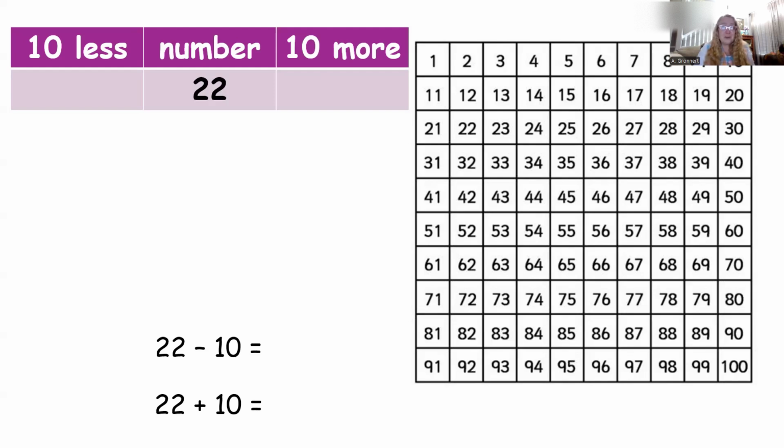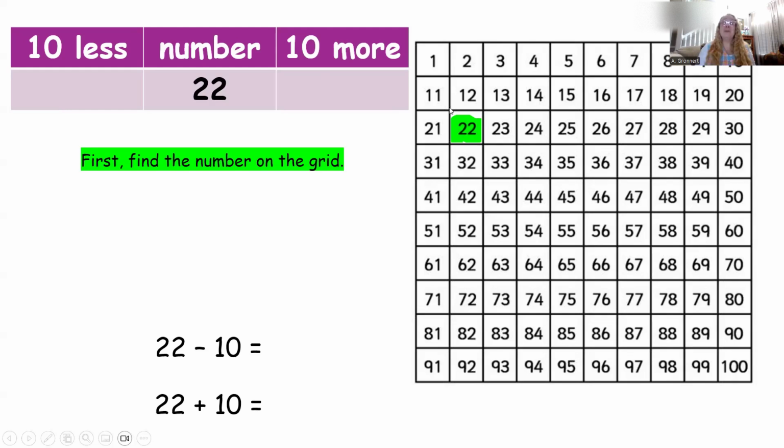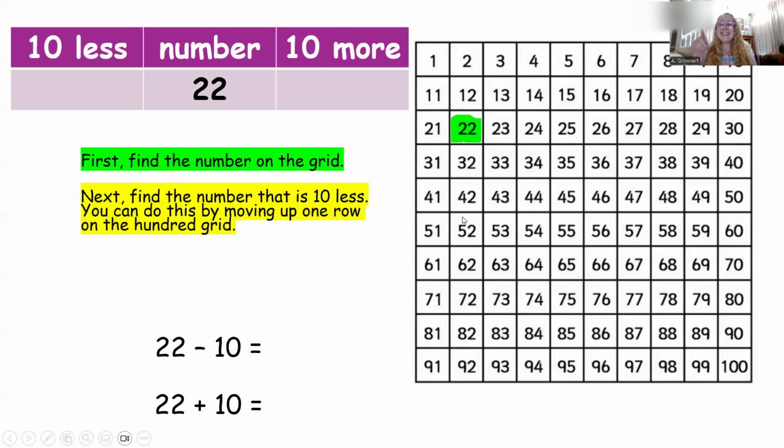Do you remember what to do? That's right, you color it in on the number grid. Let's do that right now. There's the number 22. Now we need to find the number that is less. Yes, 10 less. Let's find that one on the number grid. Do you remember which way we go? You got it. We go up one row. That's the number 12. Super. Make sure you color that one in on your number grid, and we can write it on the chart. 12 is 10 less than 22.